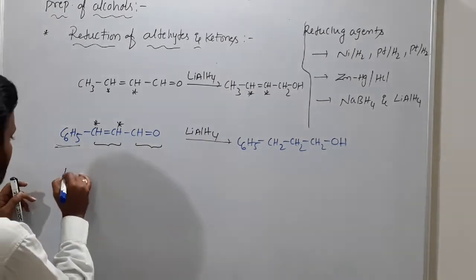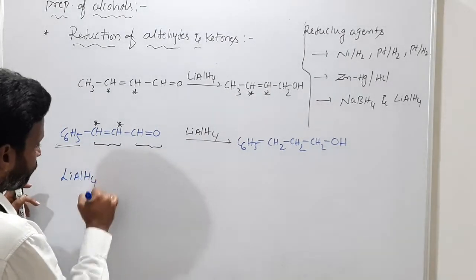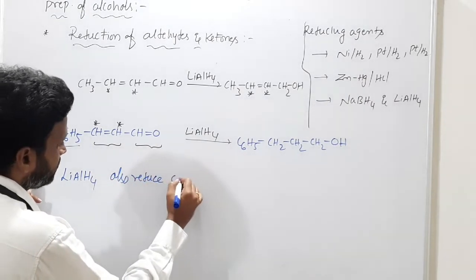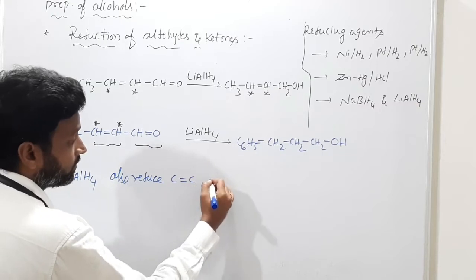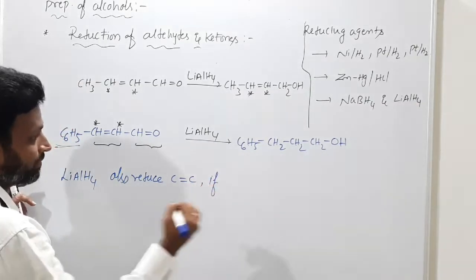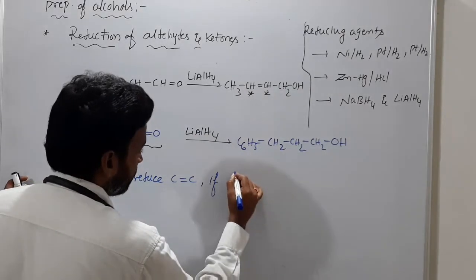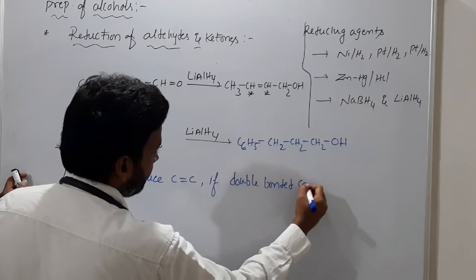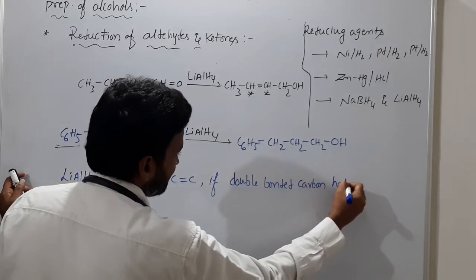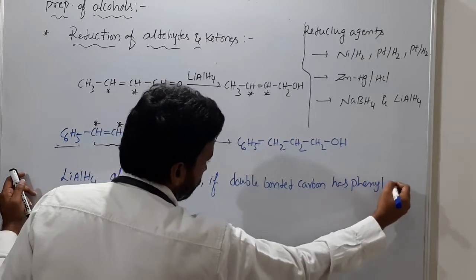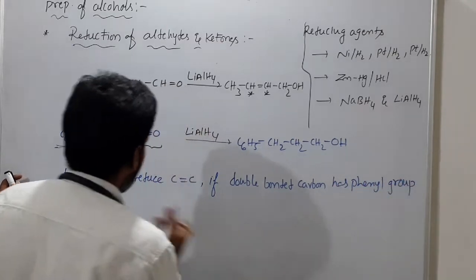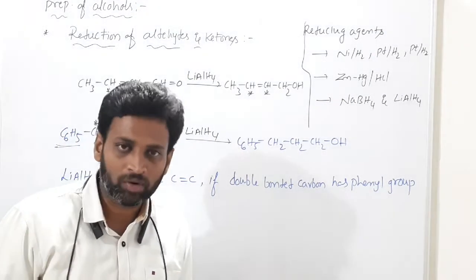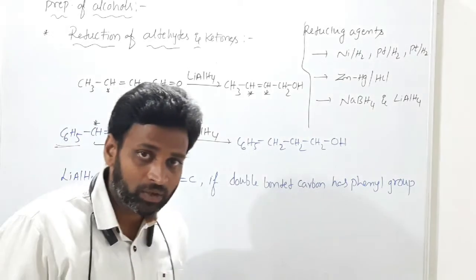What am I saying? LiAlH4 also reduces C double bond C. But when? If there is a condition. If that double bonded carbon has a phenyl group. What group? Phenyl group. Otherwise, LiAlH4 will not reduce any C double bond C and C triple bond C. What is the condition I told?